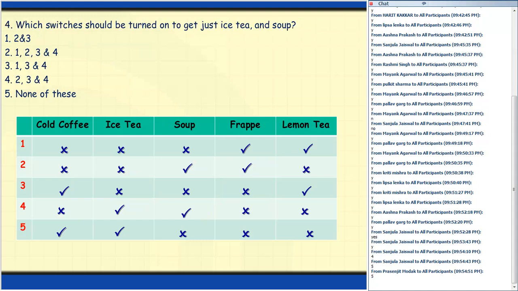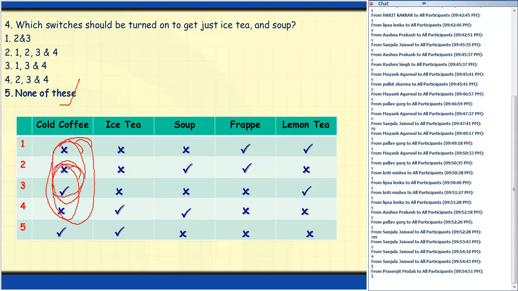Which switch should be turned on to get just iced tea and soup? Option से 2 and 3 से iced tea and soup आएगा. 2 and 3 से तो cold coffee भी आ जाएगा, that won't be possible. 1 2 3 4 को भी press करने से cold coffee बाहर आ जाएगा. 1 3 4 को भी press करने से cold coffee बाहर आएगा. 2 3 4 को भी press करने से cold coffee बाहर आएगा. So answer is option 5, none of these. So that's the correct answer.